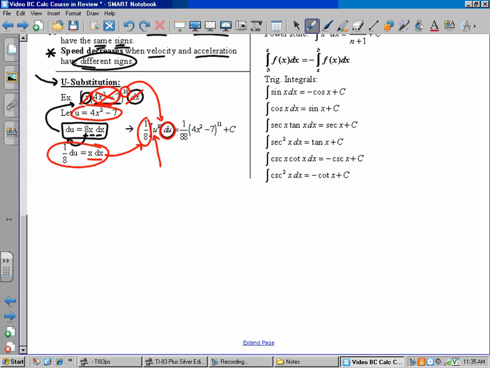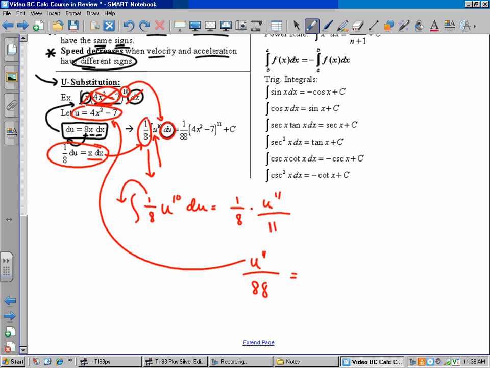So then you integrate. We're integrating 1/8 u to the 10th du. I technically pulled the 1/8 out in front, but it doesn't matter. So you'd have 1/8 times u to the 11th over 11. That's why I've got u to the 11th over 88. And then I would substitute back for u. I'm going to go back up here and put (4x squared minus 7) to the 11th power over 88. Don't forget my plus C because I did not have the bounds. So there's your answer to the integral using u substitution.